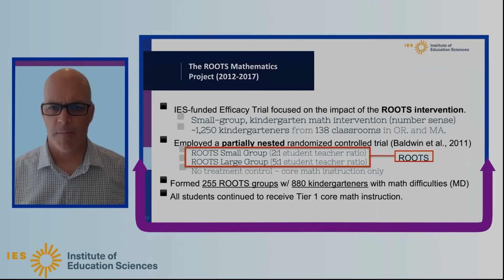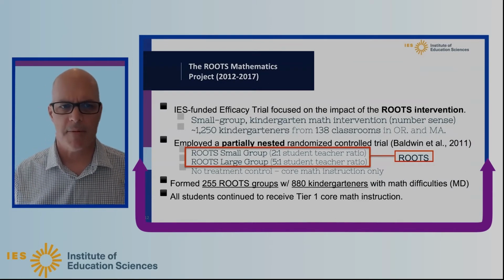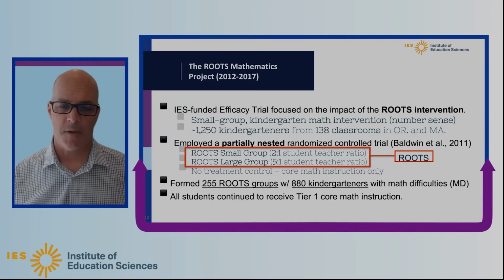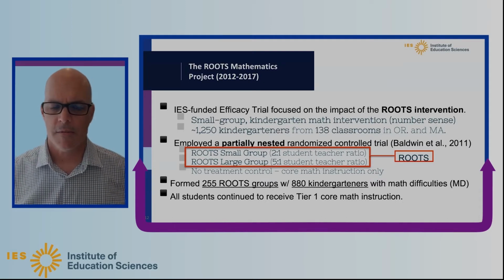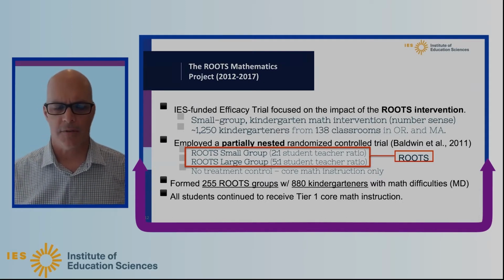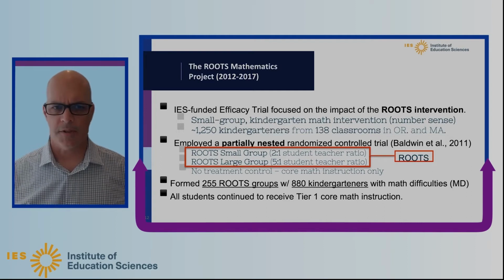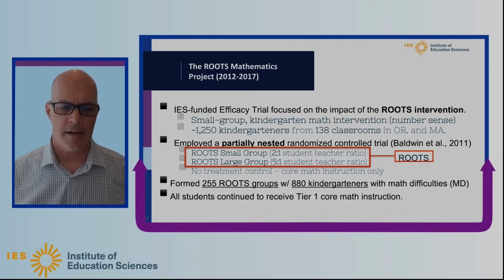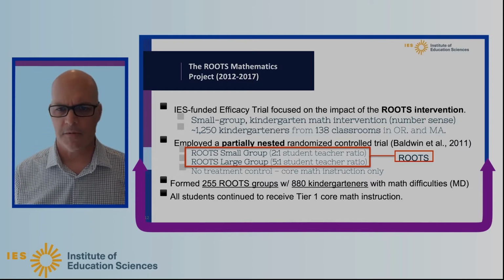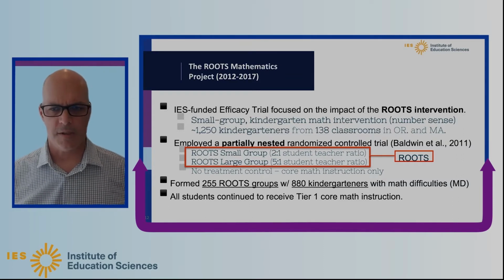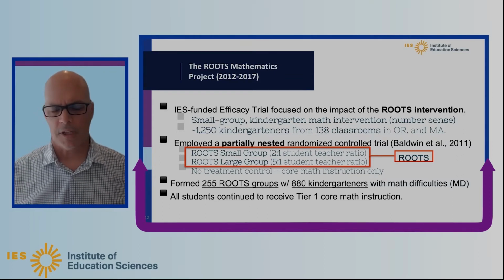So a quick bird's eye view of the Roots Math project. This was a multi-year IES-funded multi-site efficacy trial, I should say. We were focused on studying the impact of the Roots intervention, which is a small group, tier 2 kindergarten math intervention that focuses on building students' number sense. In all, we had over 1,200 kindergarten students from approximately 140 classrooms in Oregon, as well as the Boston, Massachusetts area. We employed a partially nested randomized controlled trial design.